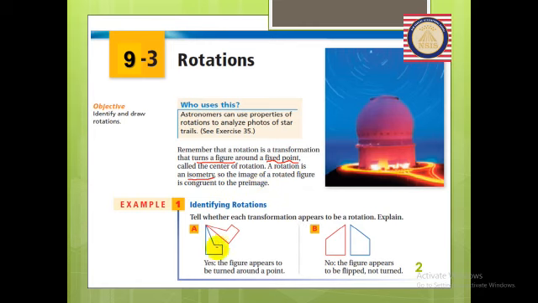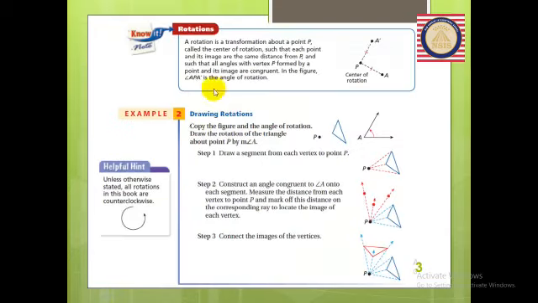Look here. In which one of these do I have a point and the figure is turned around this point? I have a point here, and the blue figure is turned to become the red one. So this is what? Rotation. What about this? The figure is flipped around. I can draw a line here in the middle, which is called the reflection line, or line of reflection. So this is reflection. It's not rotation. Okay, very good.